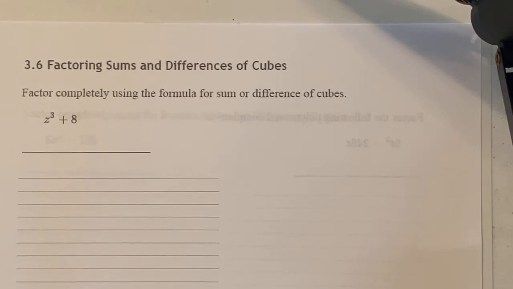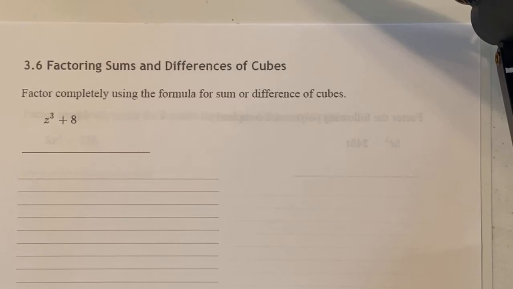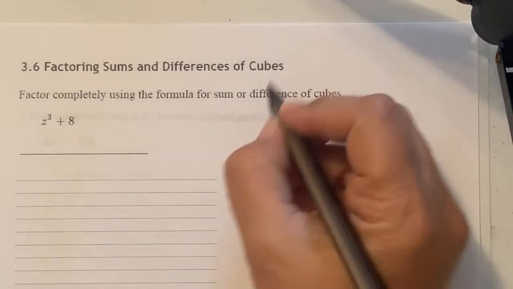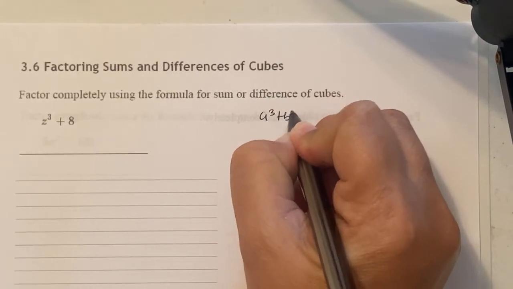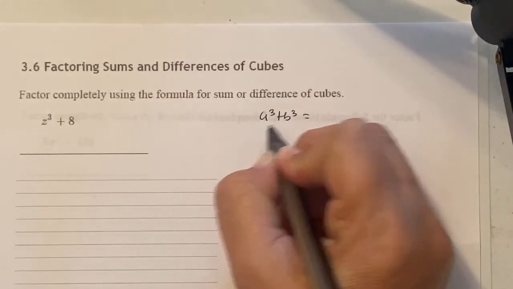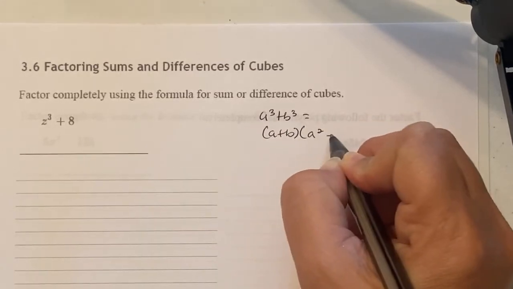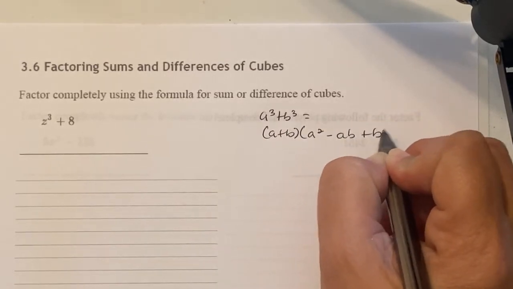Okay, this is section 3.6, factoring sums and differences of cubes. The first thing we need to know is our patterns. The first one is the a cubed plus b cubed pattern, and that expands into a plus b times a squared minus ab plus b squared.